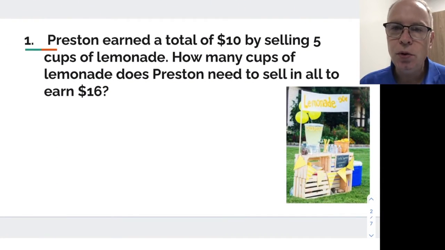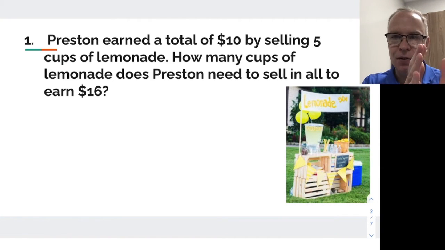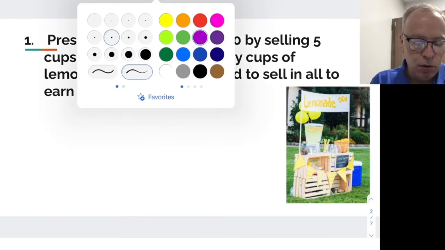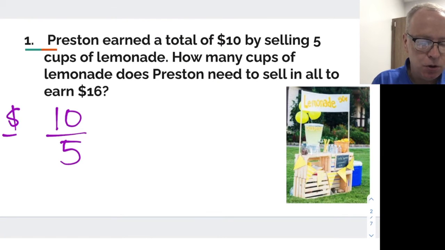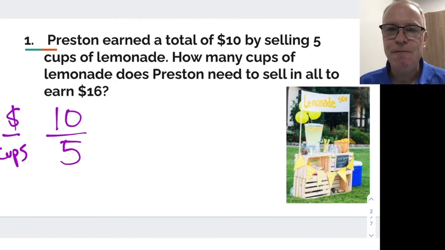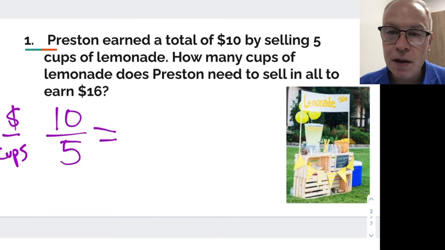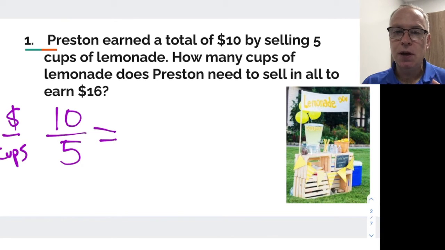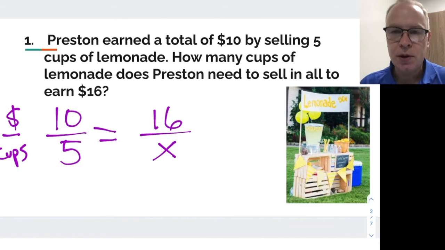Preston earned a total of $10 by selling 5 cups. So you have this relationship: $10 goes with 5 cups. I'm going to write that down. 10 is to 5, so $10, I'm writing dollars over cups, by the way, 10 is to 5 as, okay, let's keep reading. How many cups of lemonade does Preston need to sell? How many cups? So it sounds like we don't know cups. If he wants to earn $16. So dollars is on top. Cups is what we're solving for here, so I'm going to put that on the bottom.